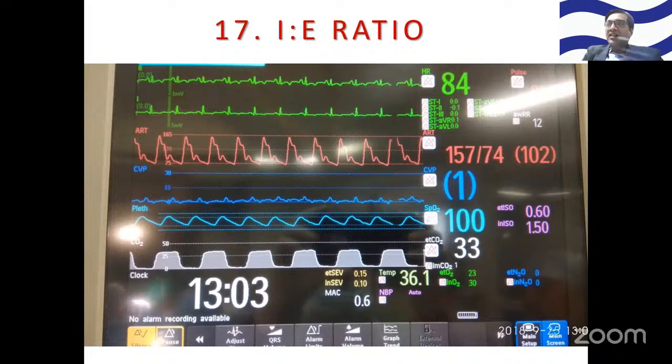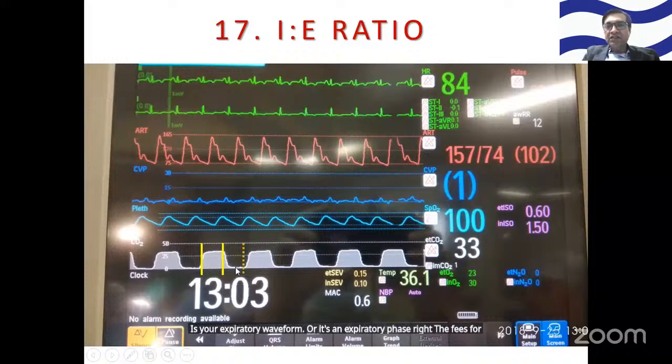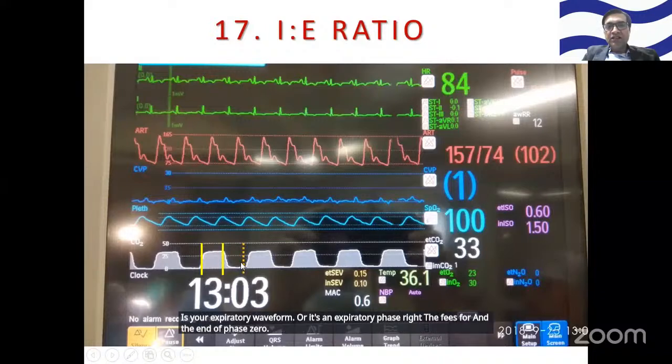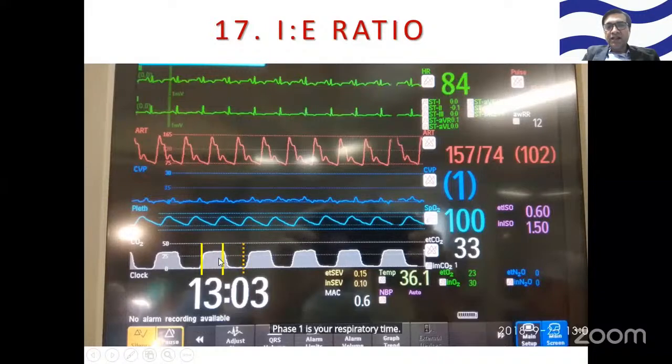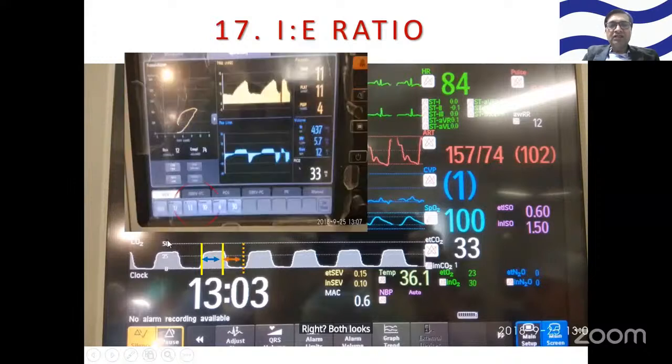Okay. So I'll tell you, how do we identify the IE ratio from this? If you look at phase 2 and phase 3, that is your expiratory waveform, or expiratory phase, right? Phase 4 and the end of phase 0 or phase 1 is your inspiratory time. So this is your expiratory time, this is your inspiratory time. Both look the same, so the IE ratio here is 1:1. Okay. So this was a 1:1 IE ratio.